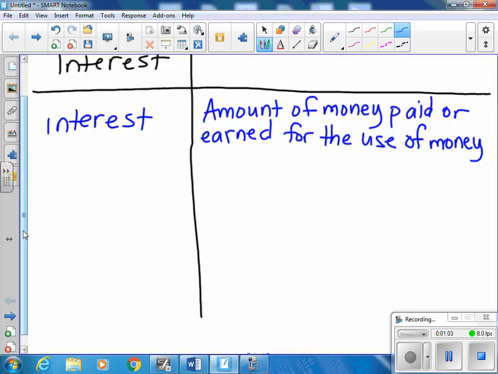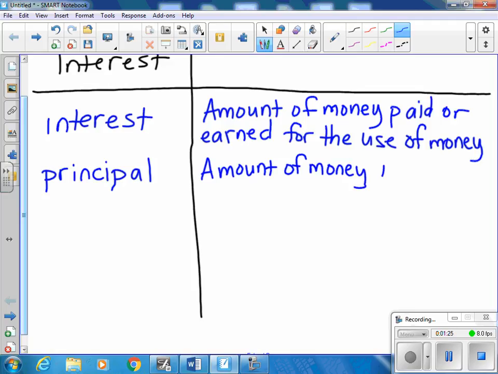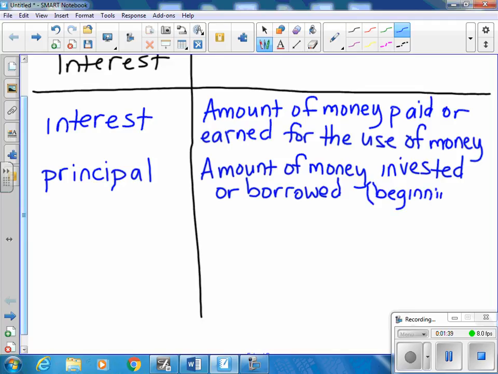In the formula, you're going to see some letters pop up that stand for certain things. One of the letters is going to stand for principal, and it is spelled just like the principal of a school, but it does not represent the same thing. This principal is not a person. It is the amount of money invested or borrowed. So in your word problems, this is also the same thing as your beginning amount. It's what you started with. So when you're looking to figure out what the principal is, it is that beginning amount that you are looking for.